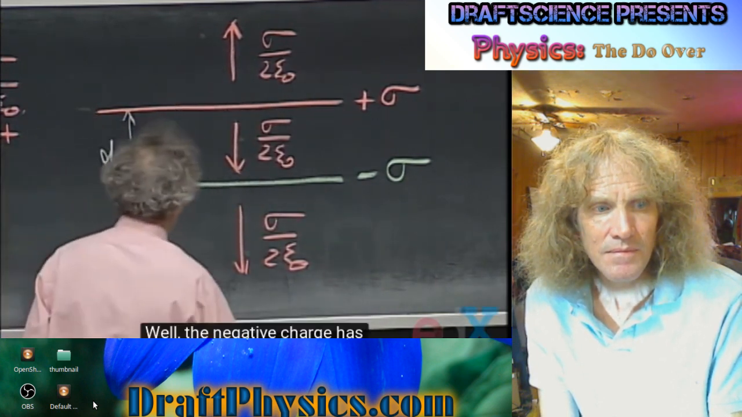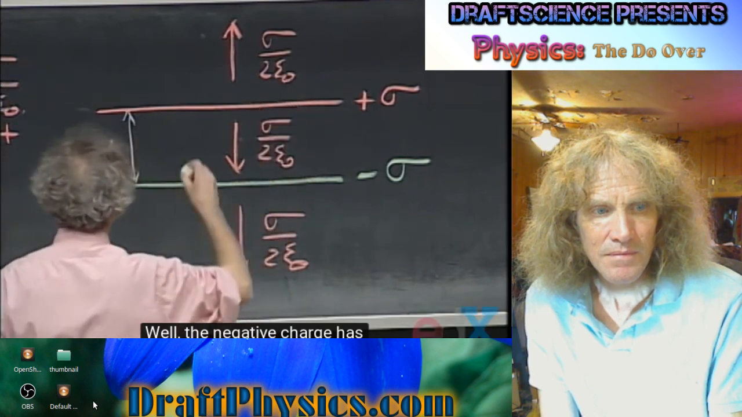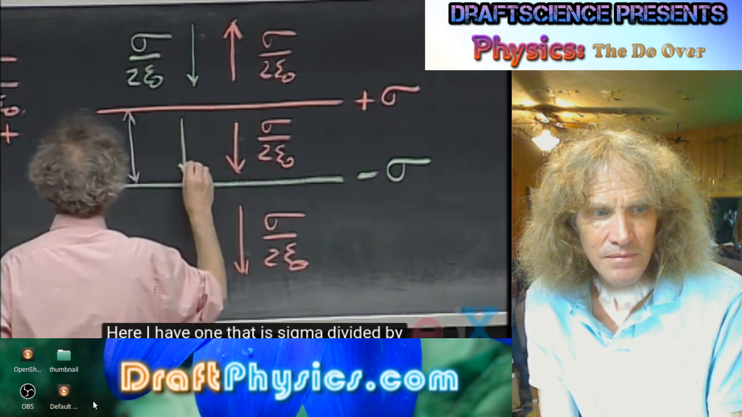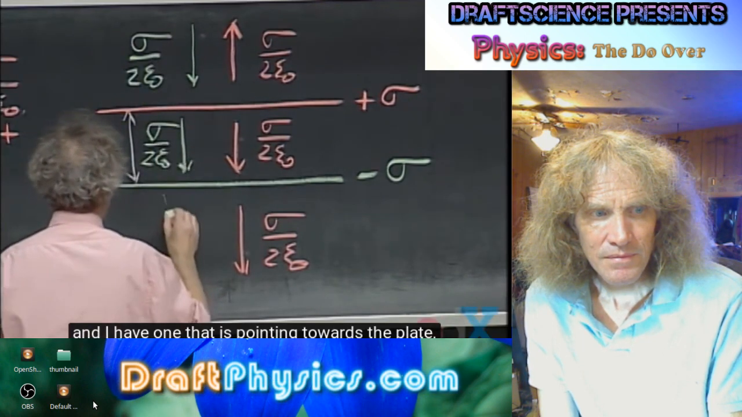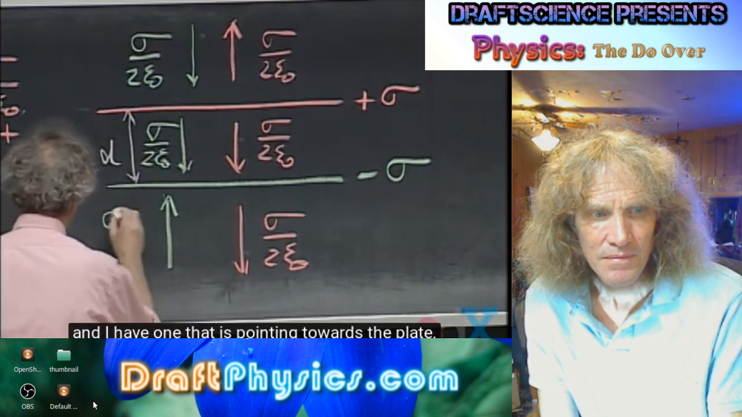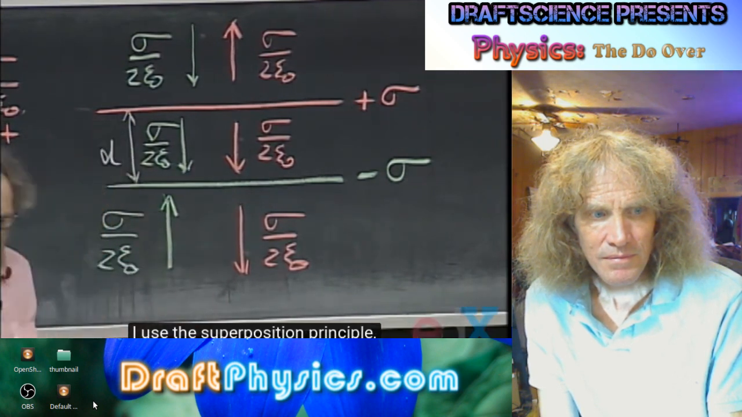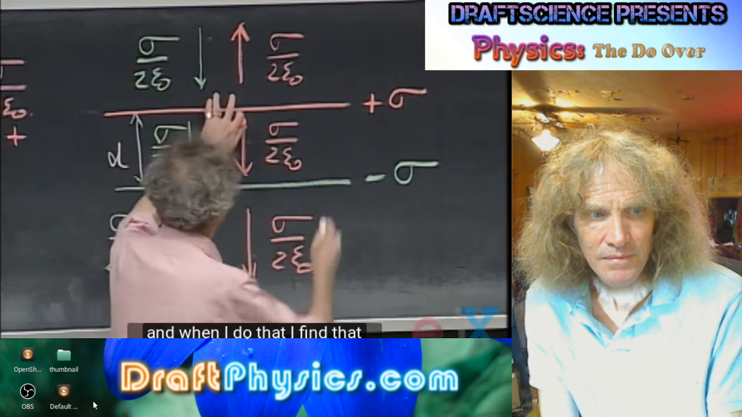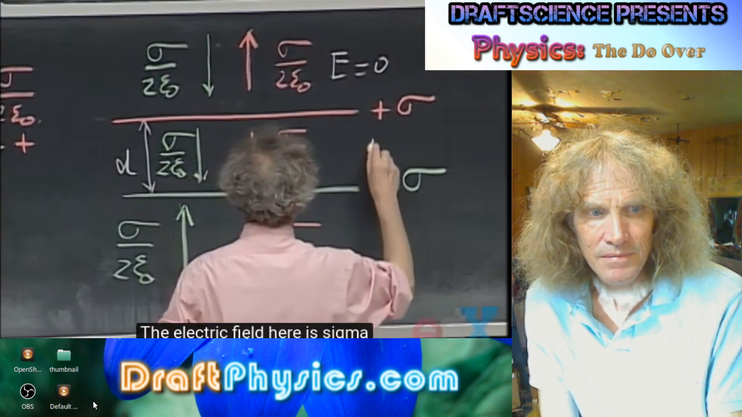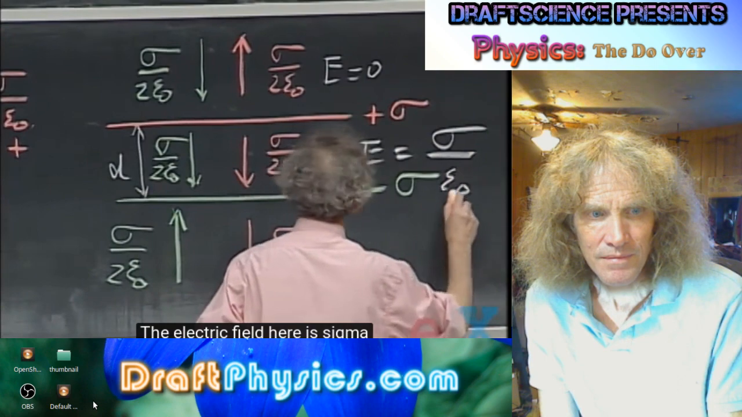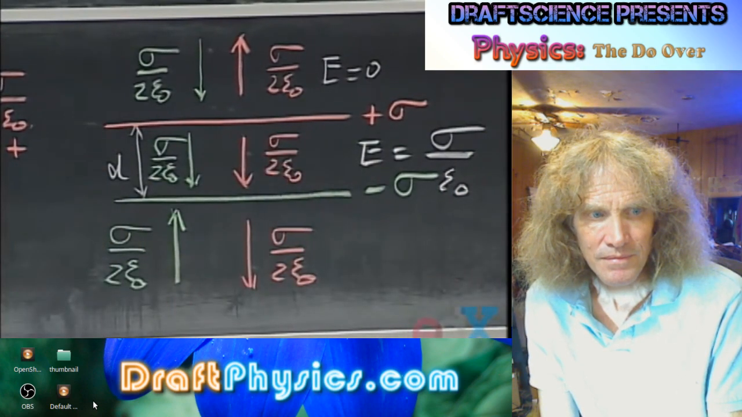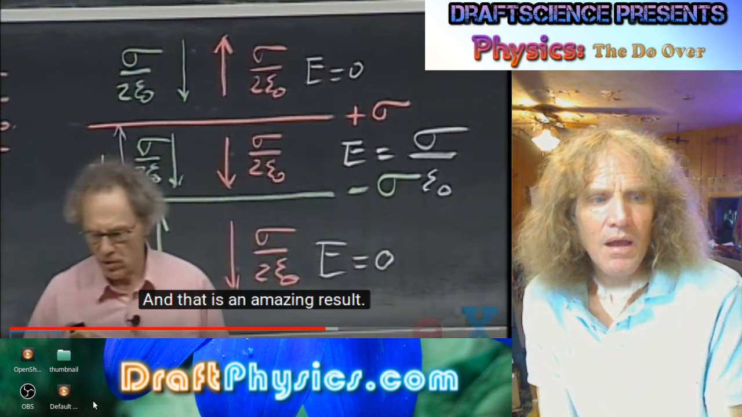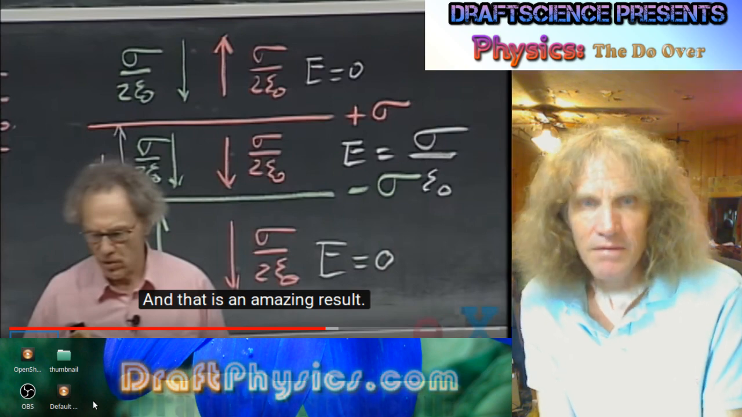What is the negative charge doing? Well, the negative charge has E vectors pointing towards it, so here I have an E vector which is sigma divided by 2 epsilon 0. Here I have one that is sigma divided by 2 epsilon 0, and I have one that is pointing towards the plate, which is sigma divided by 2 epsilon 0. I use the superposition principle. I can add electric vectors, and when I do that, I find that these two cancel each other out. So the electric field here is 0. The electric field here is sigma divided by epsilon 0. The two support each other. They are both in the same direction. And the electric field here is again 0. And that is an amazing result. Technically it's not, but fine.